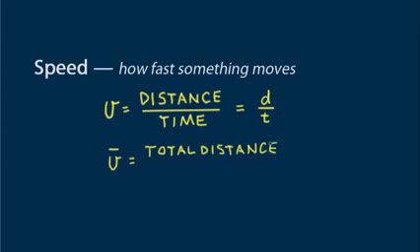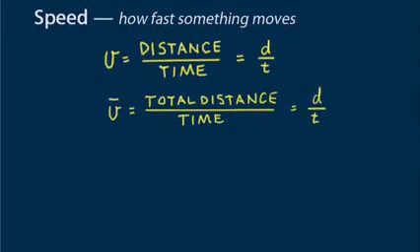So average speed is total distance covered per that time interval. In shorthand notation, v bar equals d over t. The bar over the v indicates average speed.